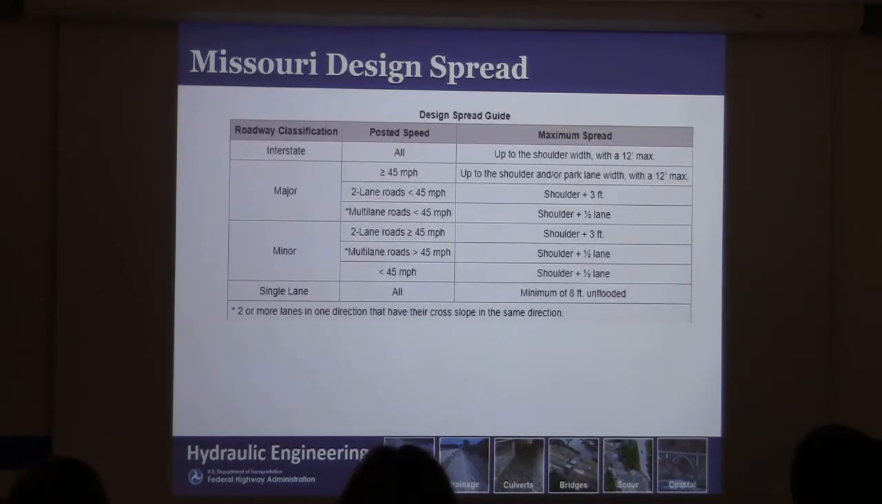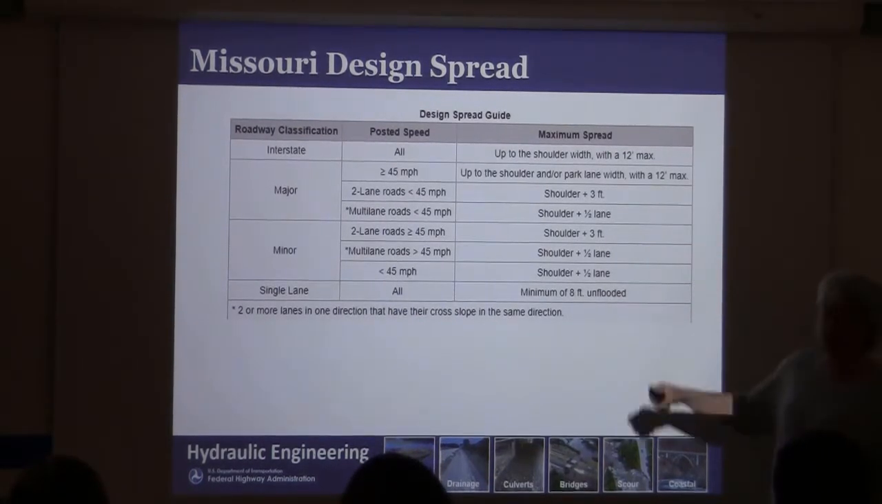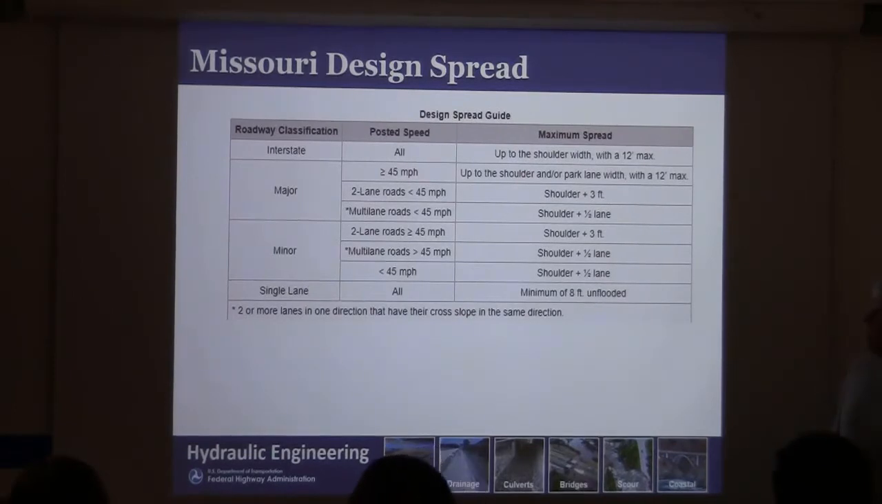And here's your design spread. So for interstate, it's up to the shoulder width with a 12-foot max. And if it's greater than 45 miles per hour, it's up to the shoulder and/or parking lane with a 12-foot max. I think that's what Dorothy might have been talking about.